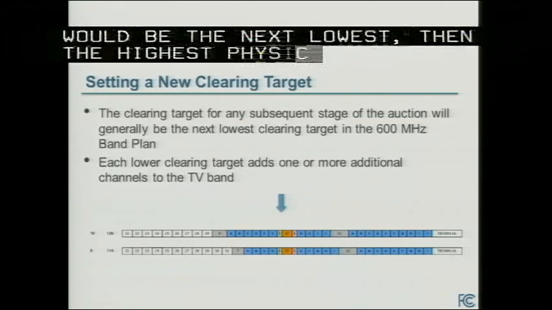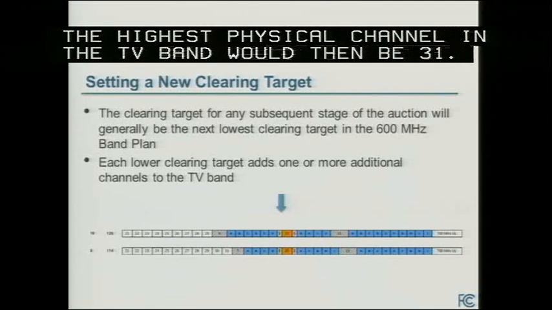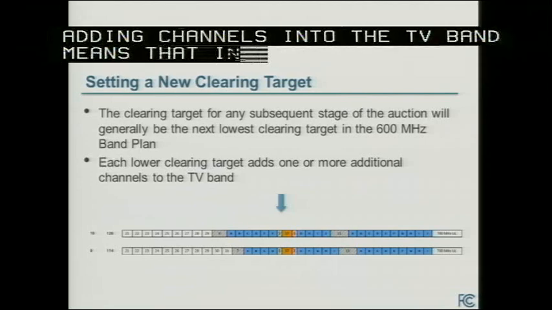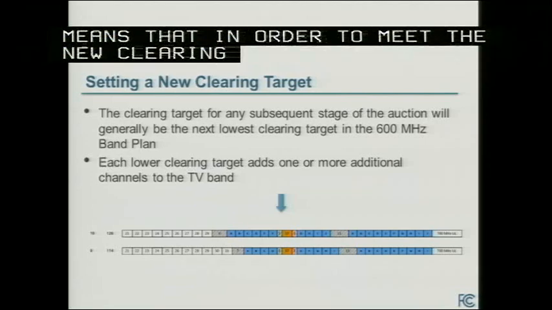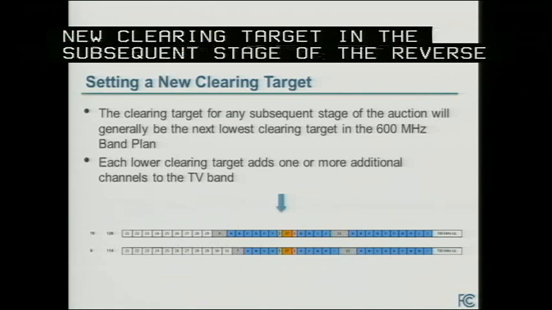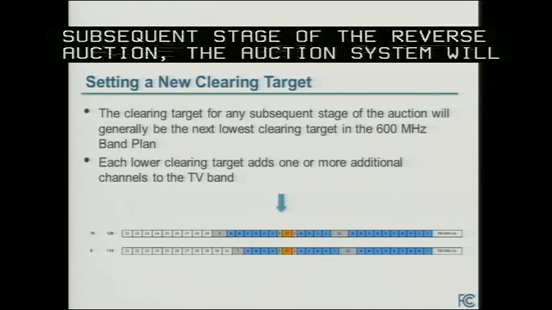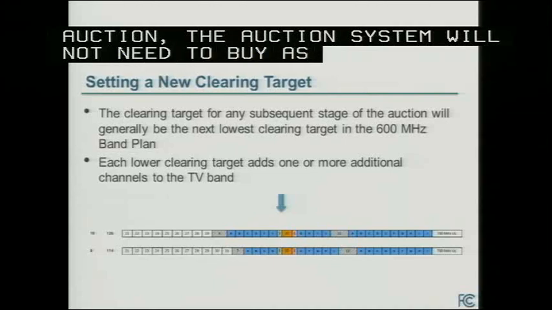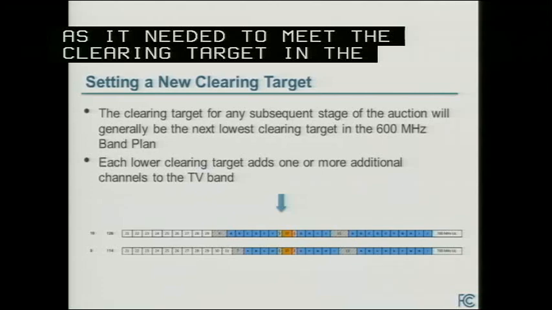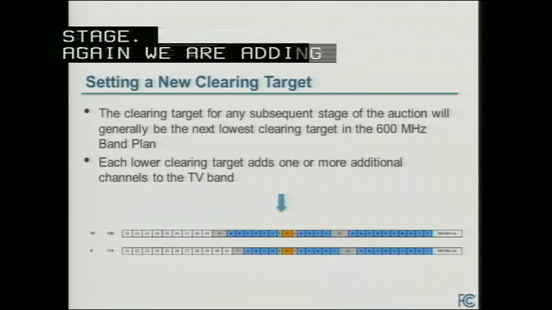Adding channels into the TV band means that in order to meet the new clearing target in this subsequent stage of the reverse auction, the auction system will not need to buy as many stations as it needed to meet the clearing target in the previous stage. Again, we're adding channels to the band, which means that we have more room to repack stations, so we don't have to buy as many.